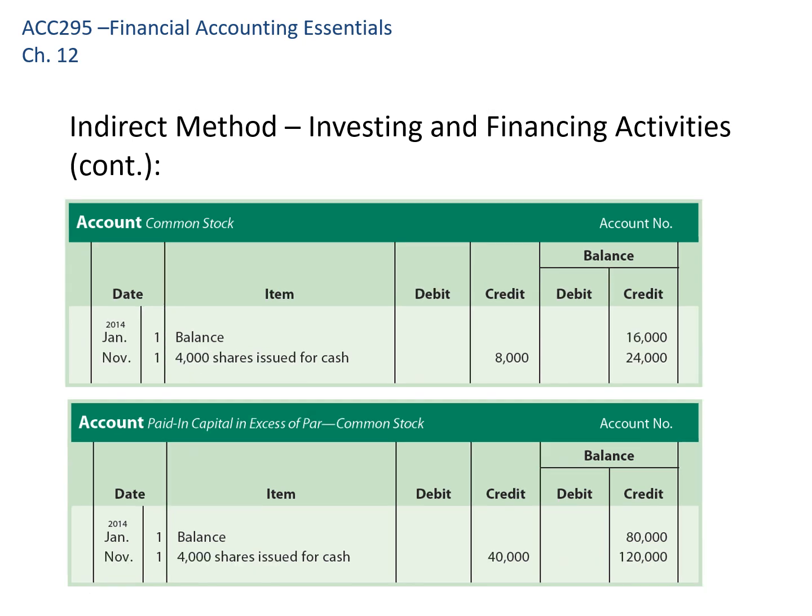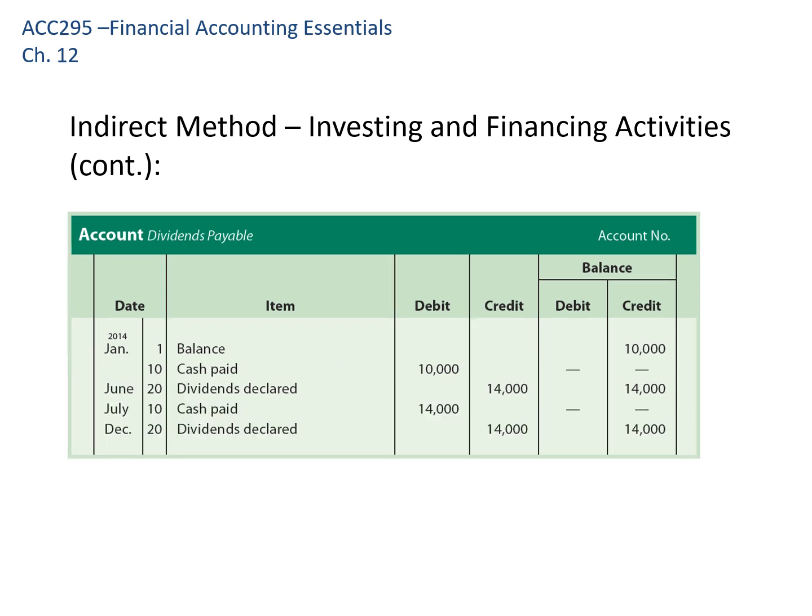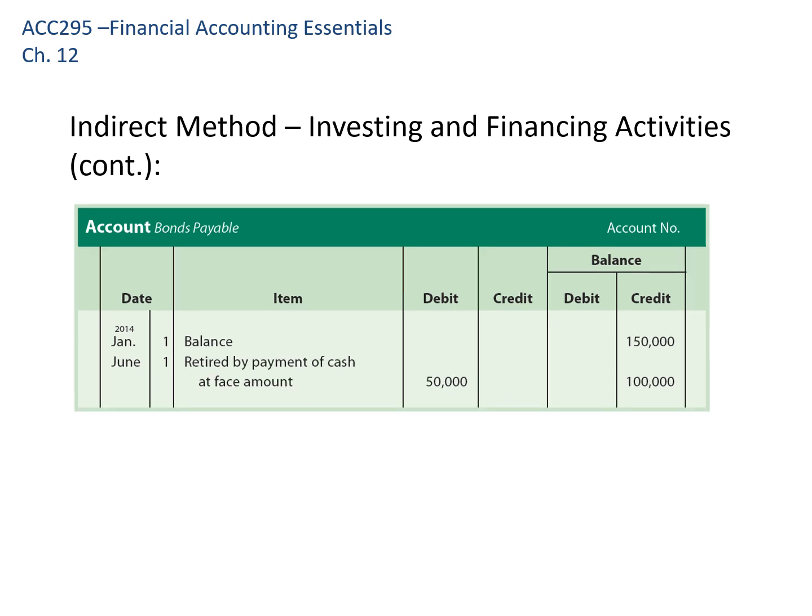Then I look at financing activities, and I can see the common stock account increased when they issued 4,000 shares, and the paid in capital in excess of par increased. So it appears they raised $48,000 in cash by issuing shares. And I can see under dividends payable that they paid some dividends during the course of the year to the owners, so money flowed out of the business for that purpose. And then under bonds payable, I can see they retired bonds, so they paid off some debt.